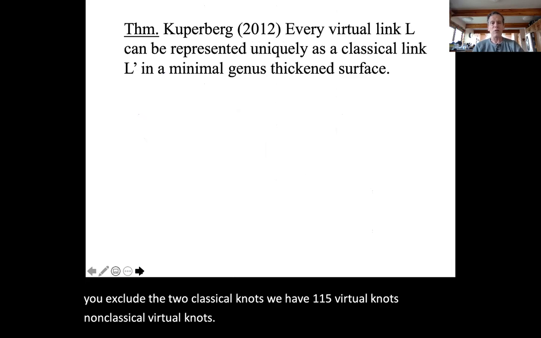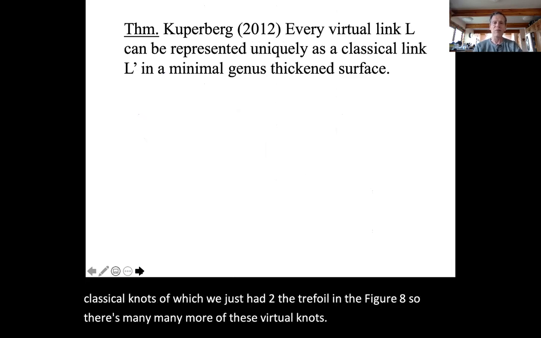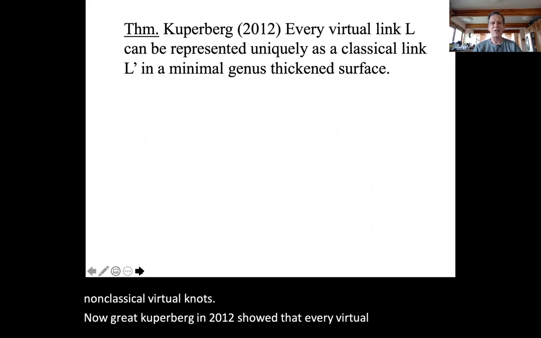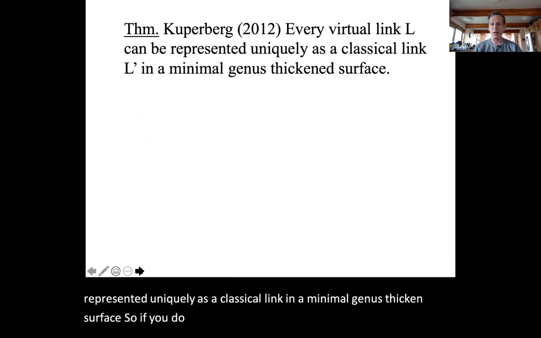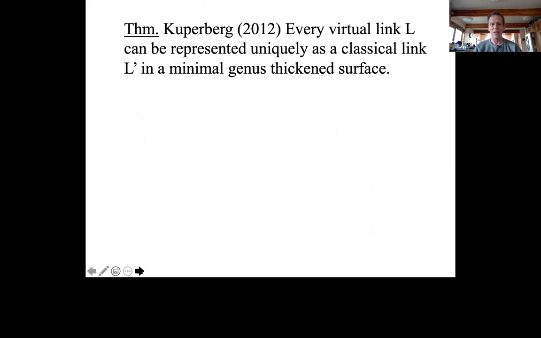Now, Greg Kuperberg in 2012 showed that every virtual link can be represented uniquely as a classical link in a minimal genus thickened surface. So if you do this construction that we talked about, where you consider all the different projections of a virtual link and you try to find the one that has the least genus, the one that you find that has the least genus will be a unique representation as a classical link in that minimal genus thickened surface. So that's very useful to us.